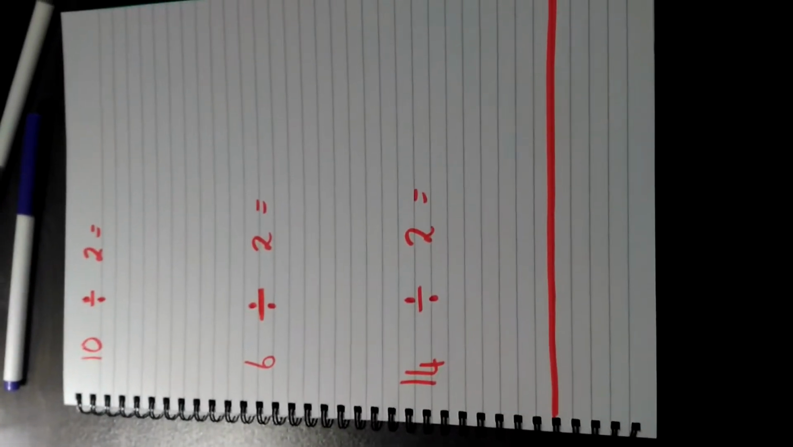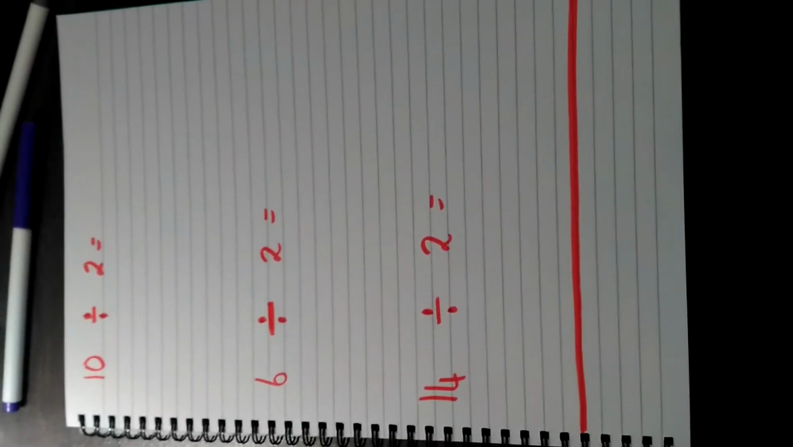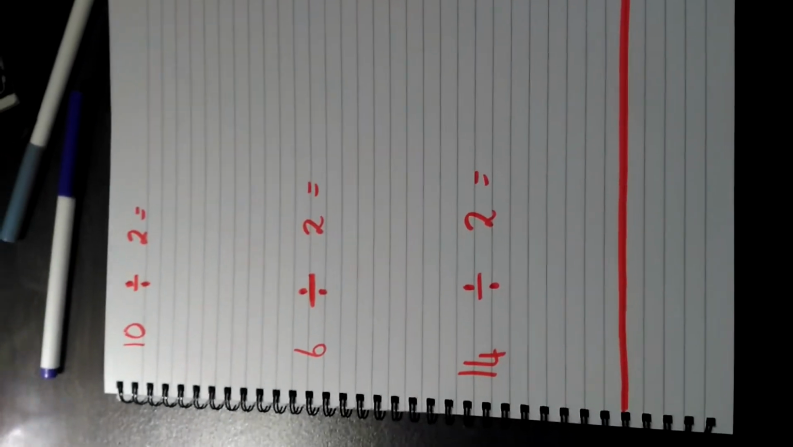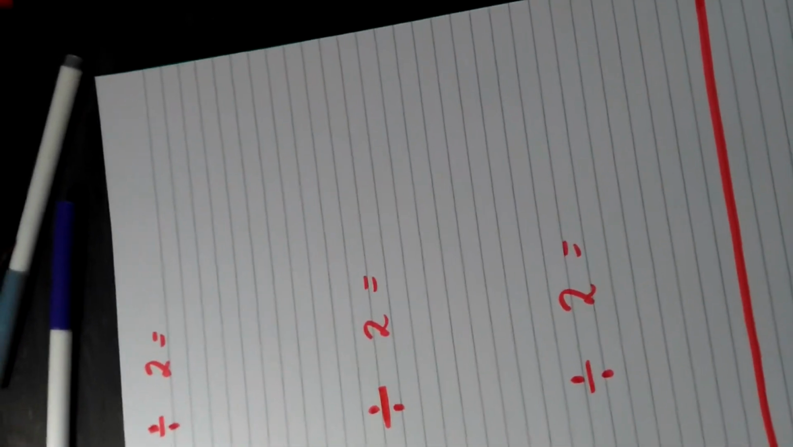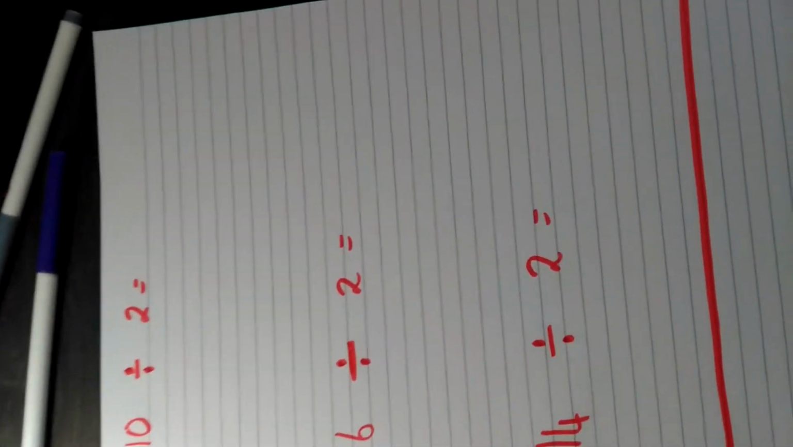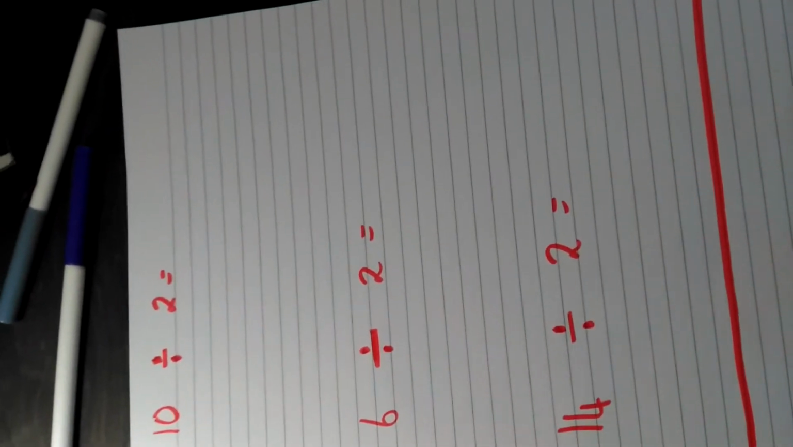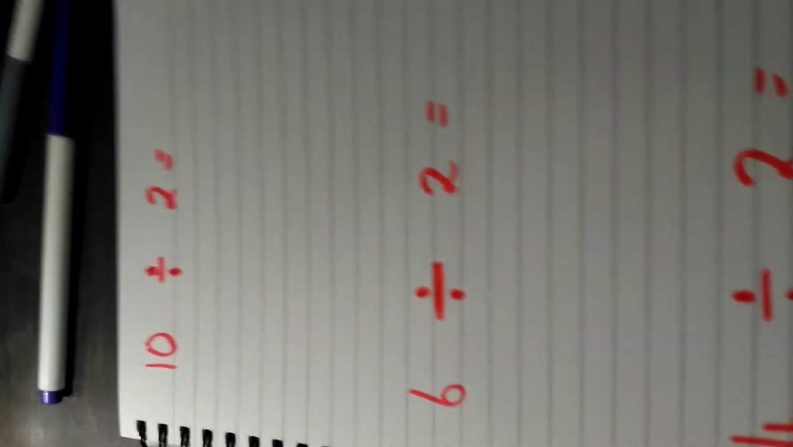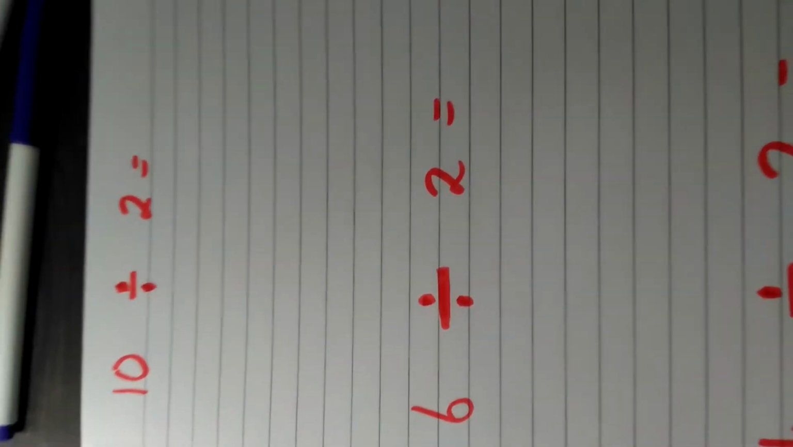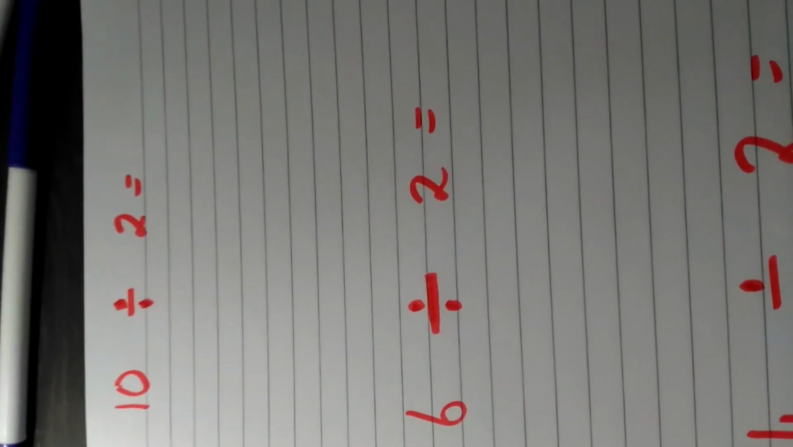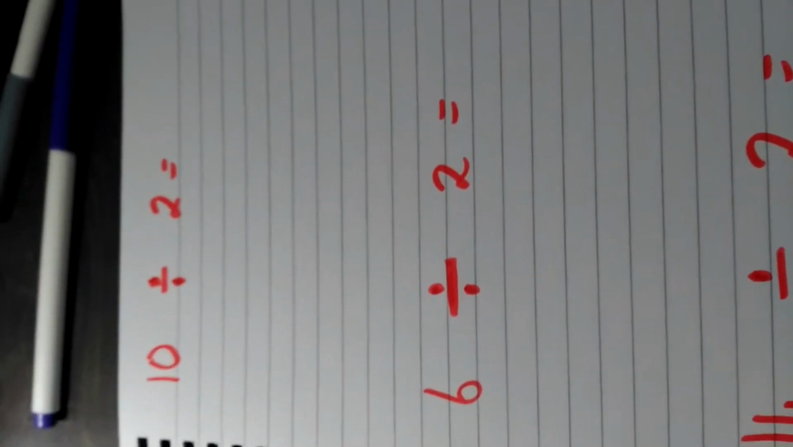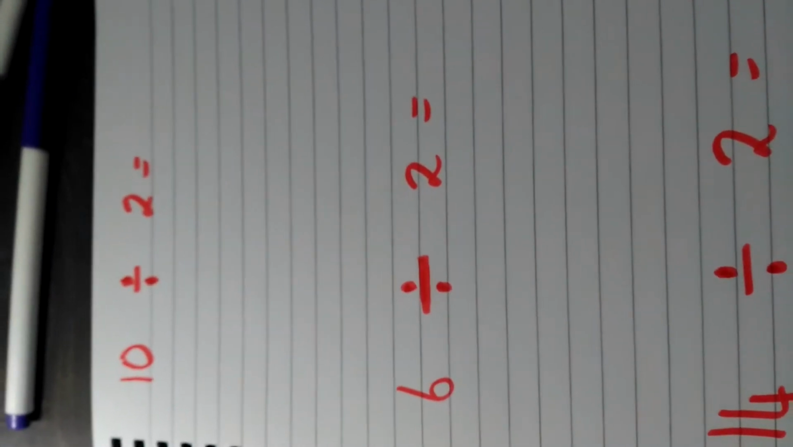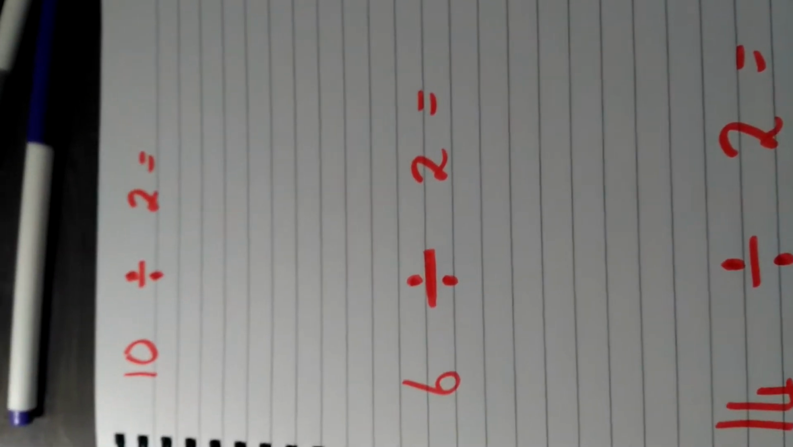Okay, so for activity number 3, for those of you who cope really well with the objects, you can move on to pictures. It's basically still using the same model that we were using with the objects, but we're going to use drawings instead. We're just going to draw the number rather than using sweets or whatever to represent it. So I'm going to use the same division number sentences that I did in the previous video, just so I'm not giving you any new answers.